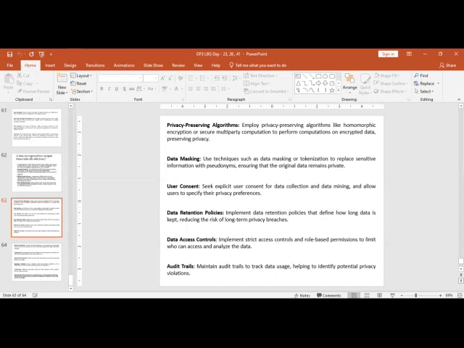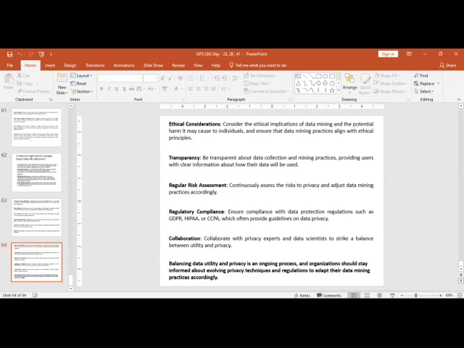Audit trails: maintain audit trails to track data usage, helping to identify potential privacy violations. Ethical considerations: consider the ethical implications of data mining and the potential harm it may cause to individuals and ensure that data mining practices align with ethical principles. Be transparent about data collection and mining practices, providing users with clear information about how their data will be used.